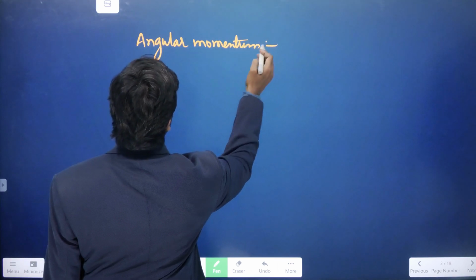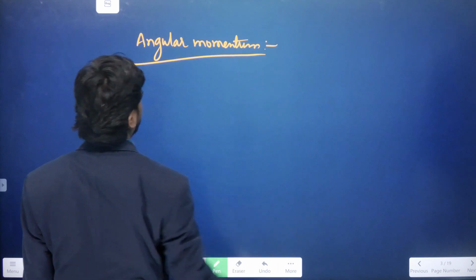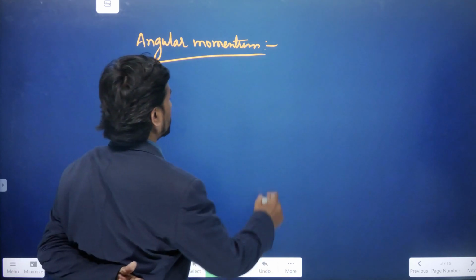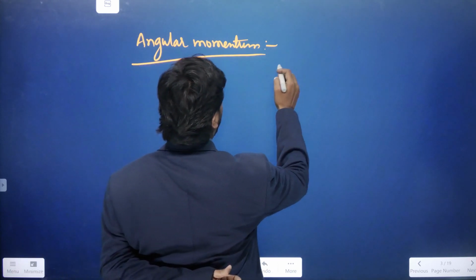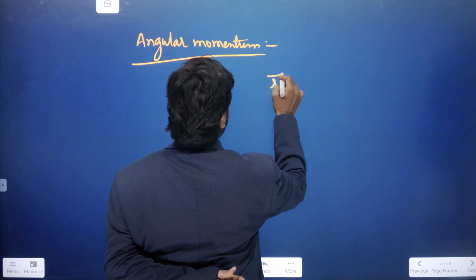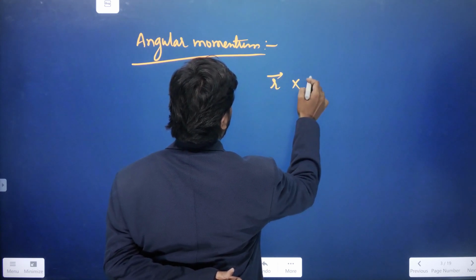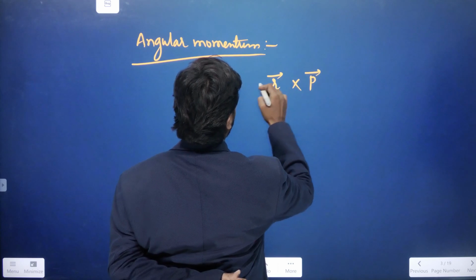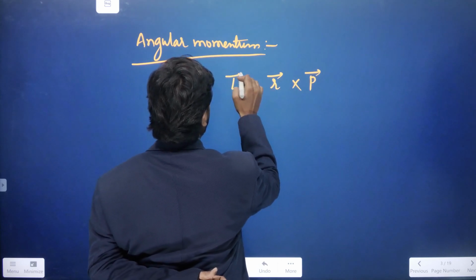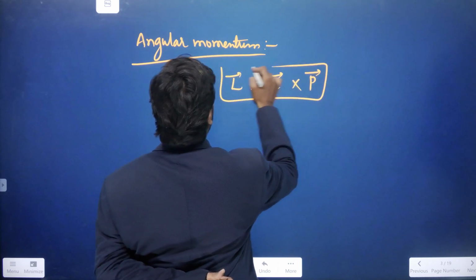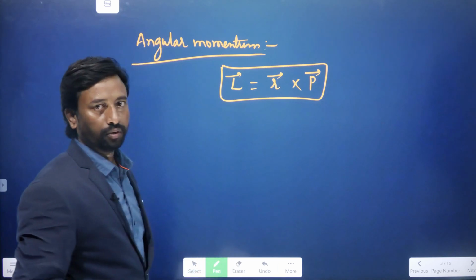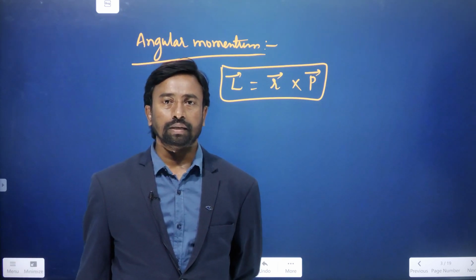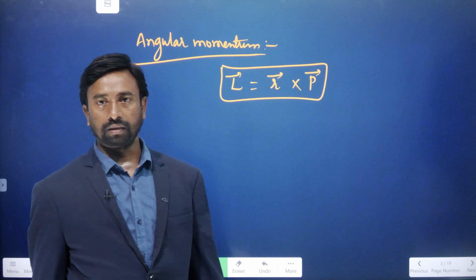Angular momentum. Angular momentum is nothing but the vector product of the perpendicular distance and the linear momentum. That is called the angular momentum. So this is the expression for the angular momentum: the product of perpendicular distance and the linear momentum acting on the body.